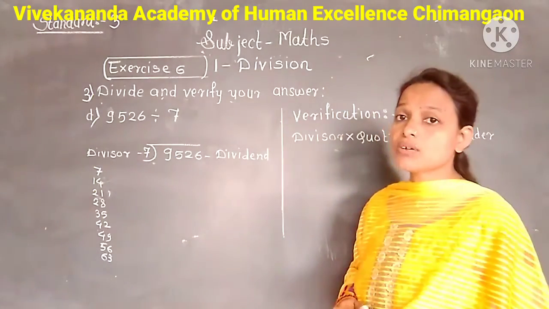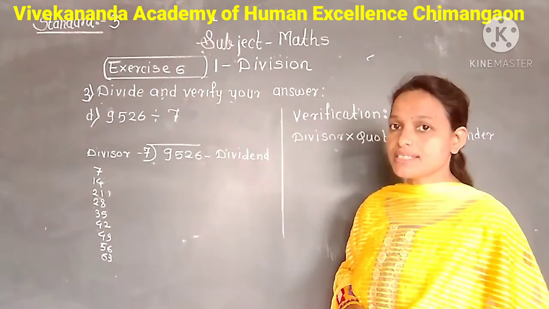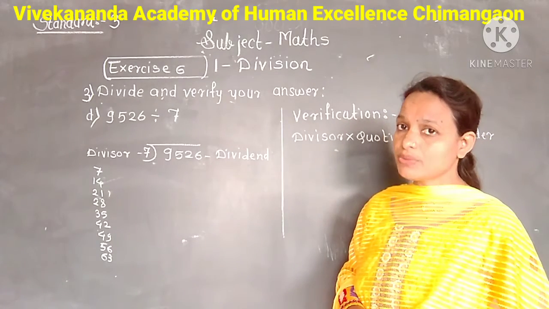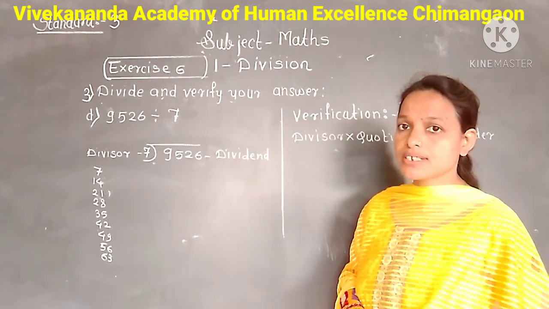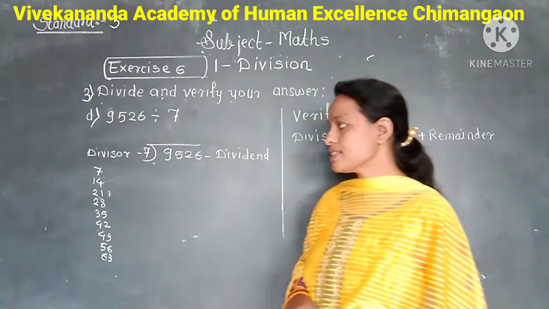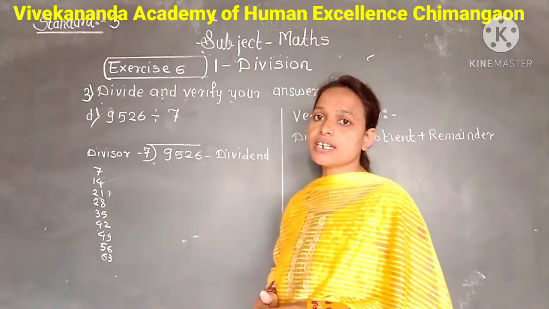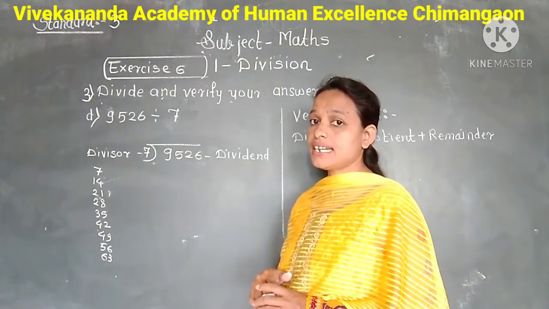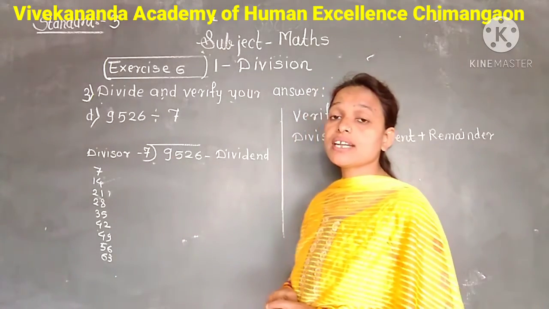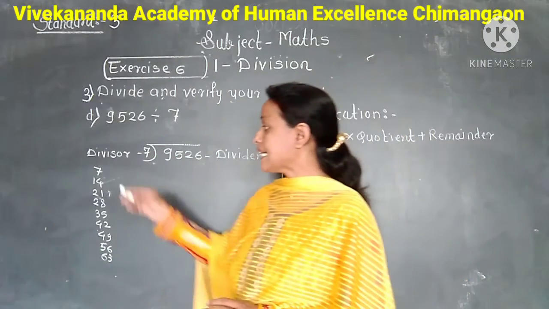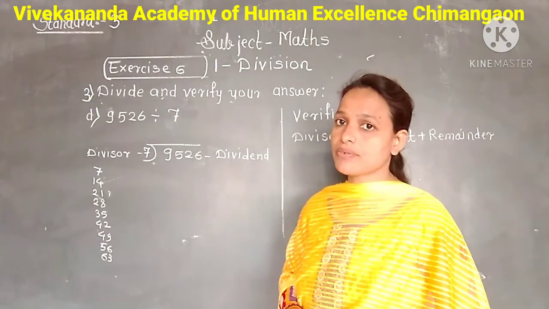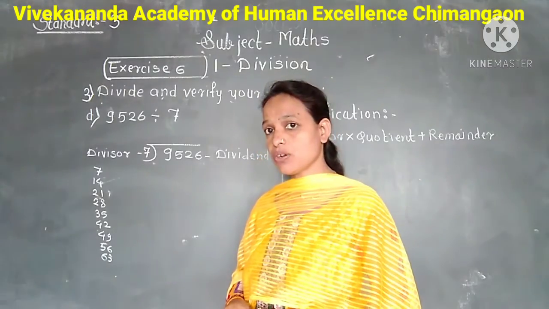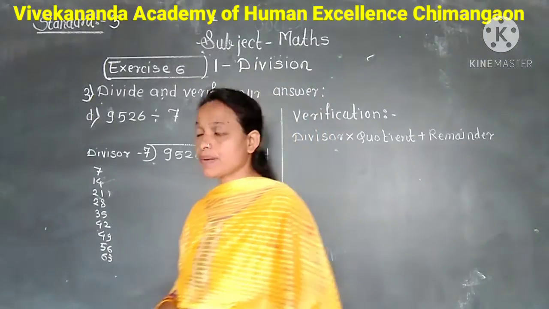Next example, 9526 divided by 7. So here 9526 is a dividend and 7 is a divisor. Now first we write dividend and divisor in the correct places. And divisor is 7, so we write here the multiplication table of 7. Now we divide. Start from the 1000 place and the digit at the 1000 place is 9. So we divide 9 by 7. But 9 is not in the multiplication table of 7. So less than 9, 7. And 7 comes first place in the multiplication table of 7. 7 ones are 7.